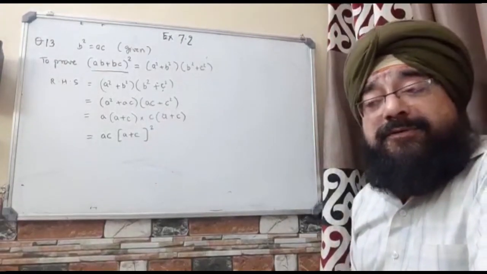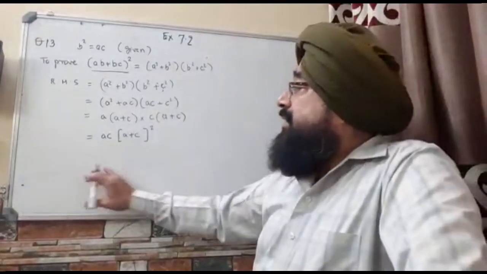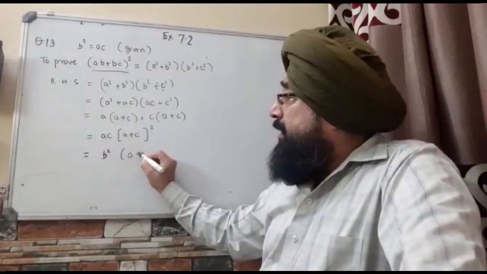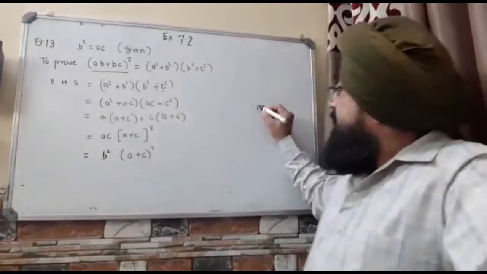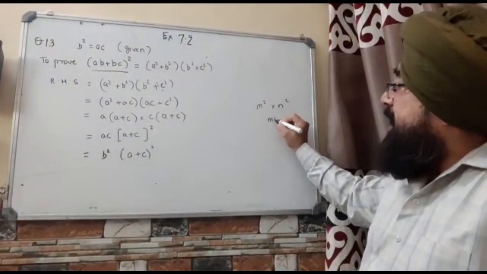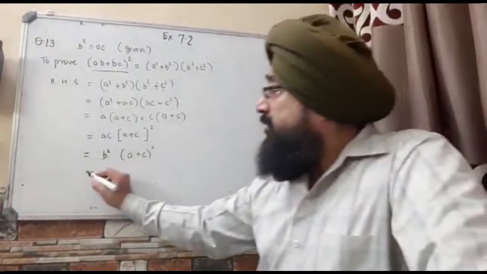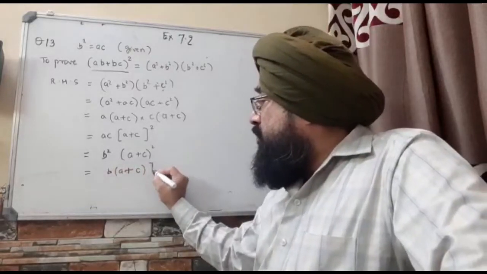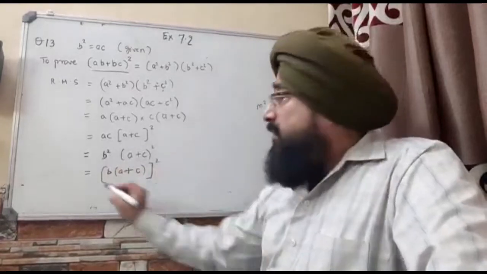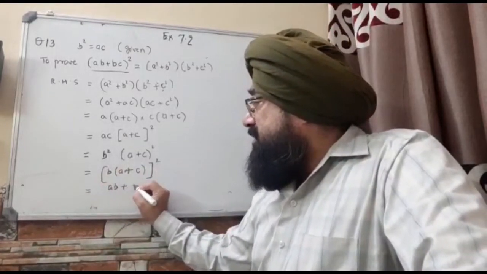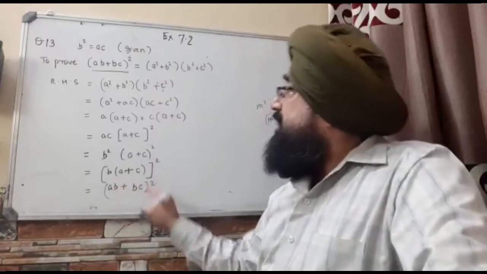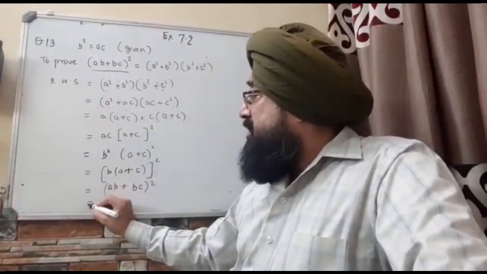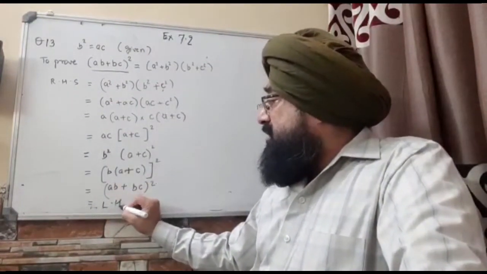Now, no underrooting is required. See, AC can be written as B square. So B square into A plus C whole square is actually like M square into N square, which can be written as MN whole square. So you can write this as B into A plus C whole square, and therefore that becomes AB plus BC whole square, and that is what you were supposed to prove. So we started with RHS and we went to LHS by way of proving it.